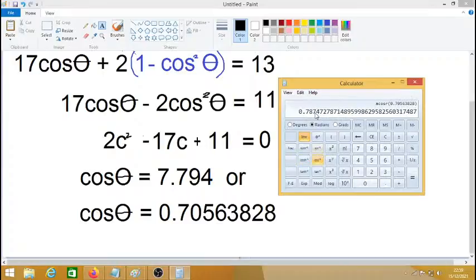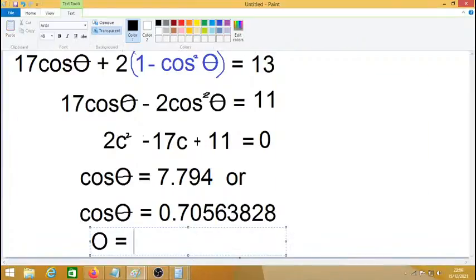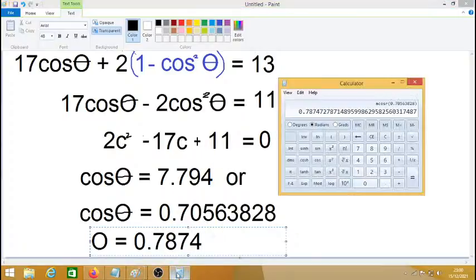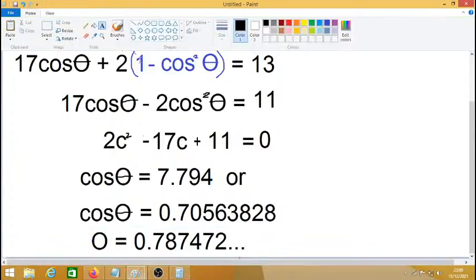So the angle here now is 0.78747. So let's type that in. Theta is equal to 0.787472, and there's more. I'll just put dot dot dot there to show that.